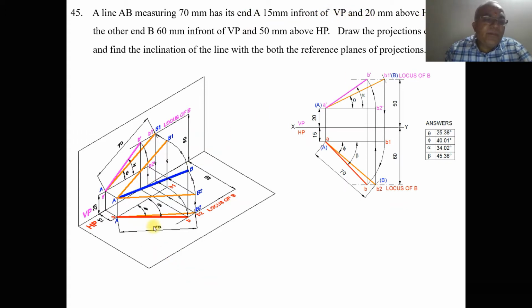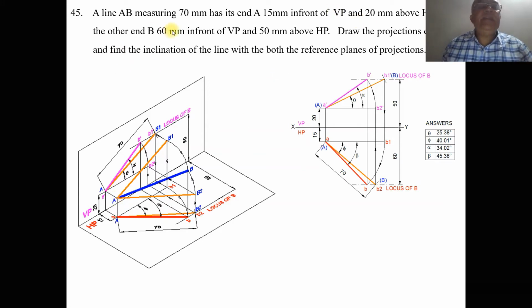So first we are going to take up end A, 15 mm in front of VP and 20 mm above HP. When you look from the front view, we can see the distance above HP, which is 20 mm. When it is projected, that image will fall on the vertical plane, so you will get this point as small a dash. Similarly, when you look from the top view, we can see the distance in front of VP, which is 15 mm. When it is projected, that image will fall on the horizontal plane, where you will get the small a. So you got small a and small a dash. We have fixed the capital A here in space.